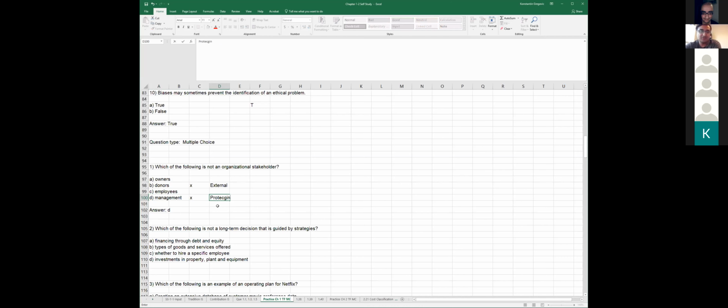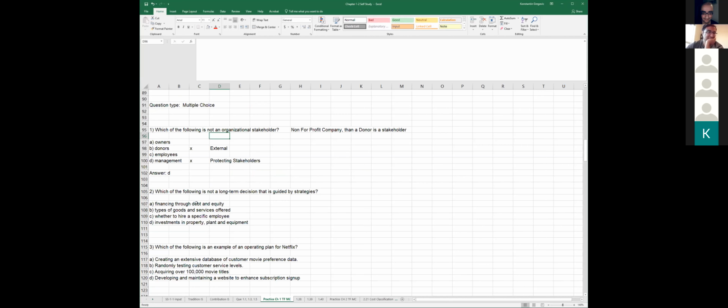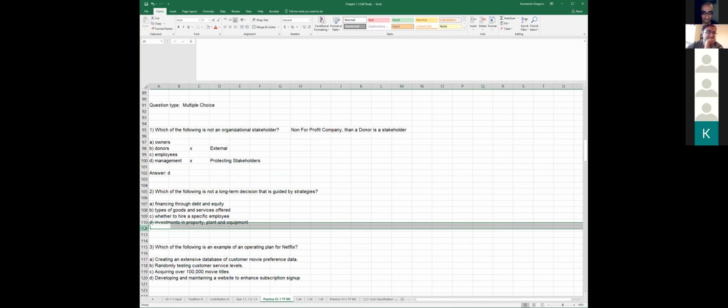So, how is the donor a stakeholder? No, the donor is a stakeholder because they contribute towards your business, and if you do something contrary, they can withhold their funds. So they are part of the stakeholders. Then a donor is a stakeholder. Okay, that makes sense. Thanks. So that's a bit of a tricky question, actually.